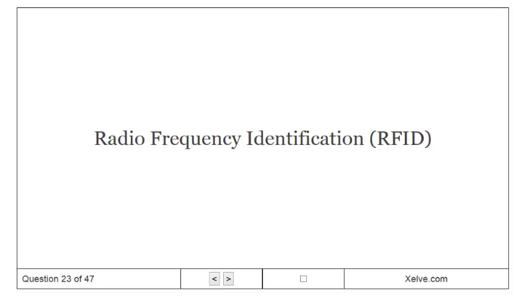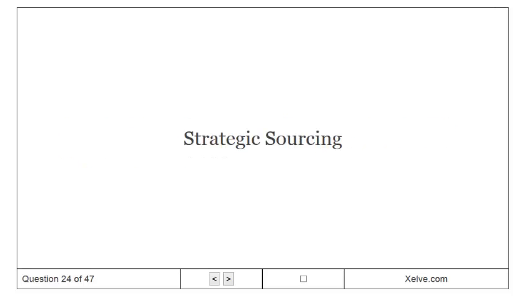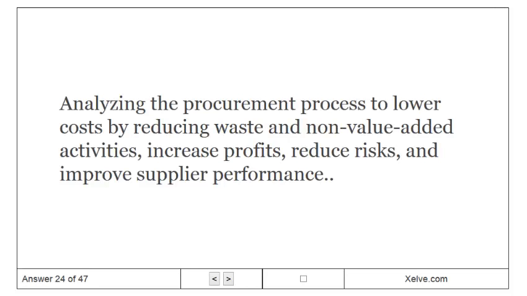Radio frequency identification. A technology that uses radio waves to identify objects such as goods in a supply chain. Strategic sourcing. Analyzing the procurement process to lower costs by reducing waste and non-value-added activities. Increase profits, reduce risks, and improve supplier performance.